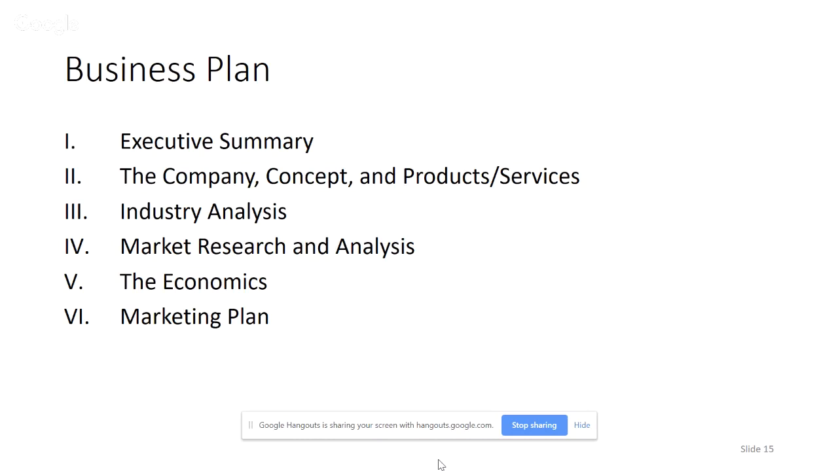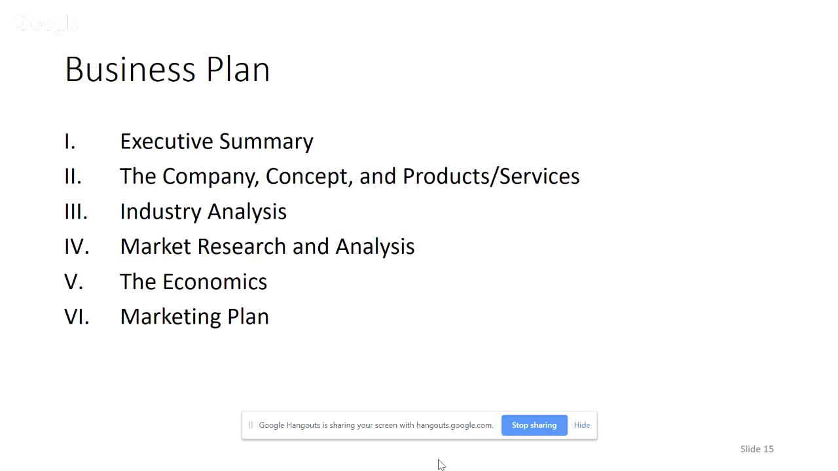So for the company concept and products, here you talk about what is the pain and what the product or services are that you're going to sell. The industry analysis shows who you're competing with, what environment you compete in, who your competitors are, and what the opportunities within the industry are. Then your market research shows who the people are that are willing and able to buy the product or service that you identify in section two.